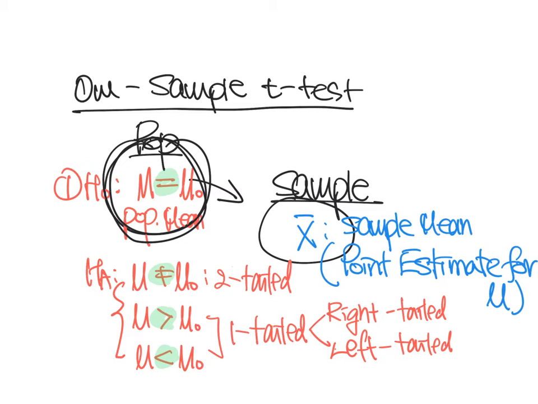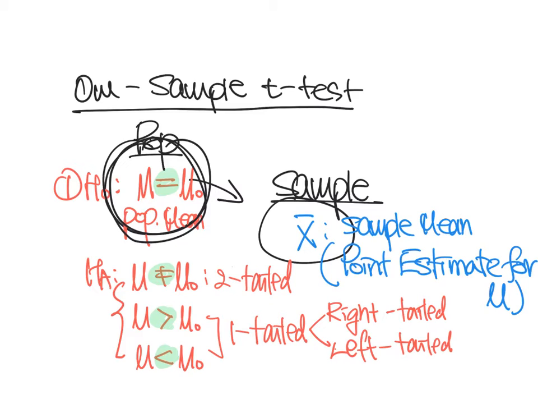We can take one-to-one. When I want to know the population mean, then we can take the sample mean. If I want to know the population standard deviation, then we can take the sample standard deviation. Whatever in the population, we can take the same from the sample, right? So we can make the pair one-to-one. In this case, we can take the sample mean.